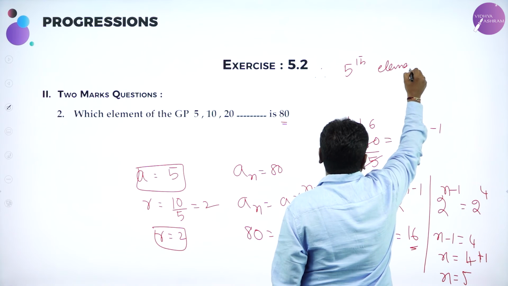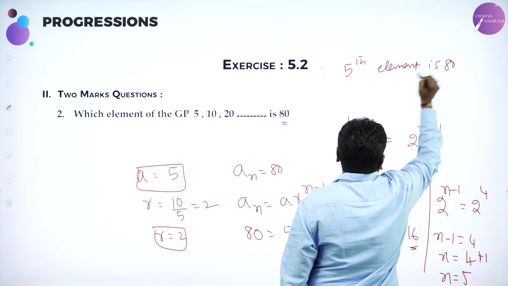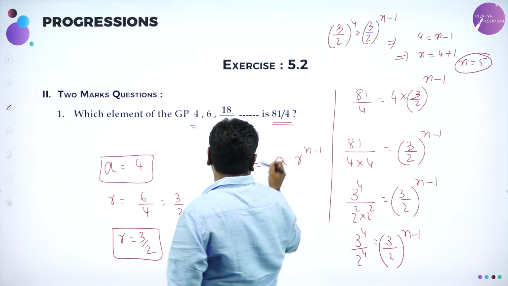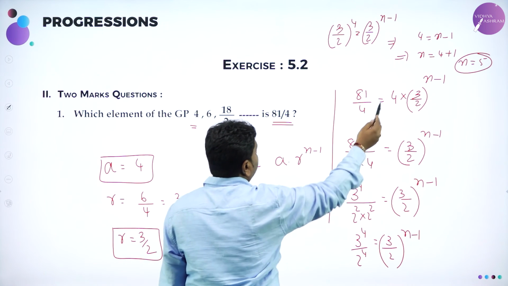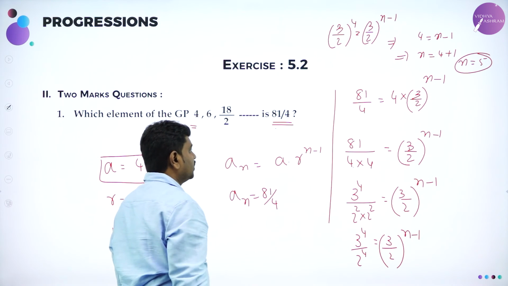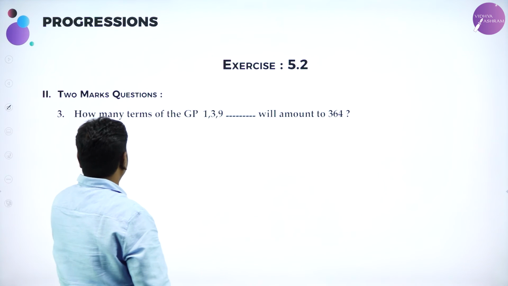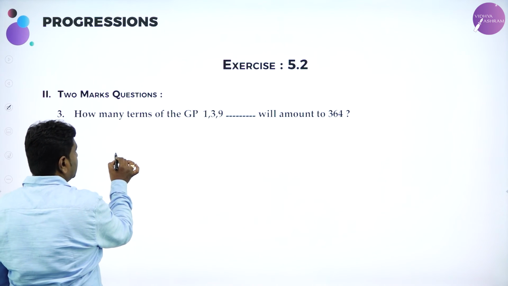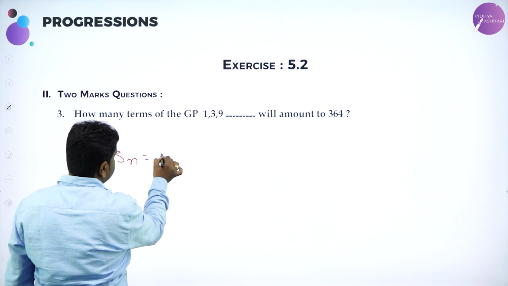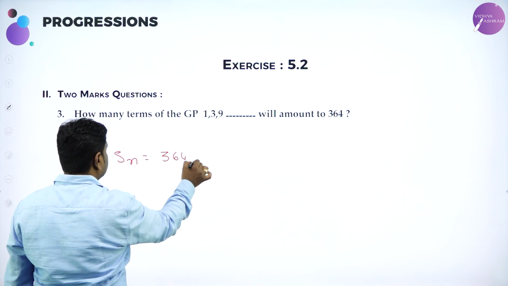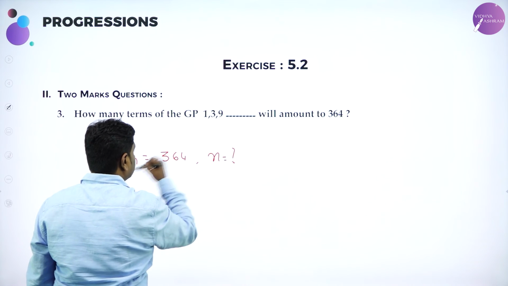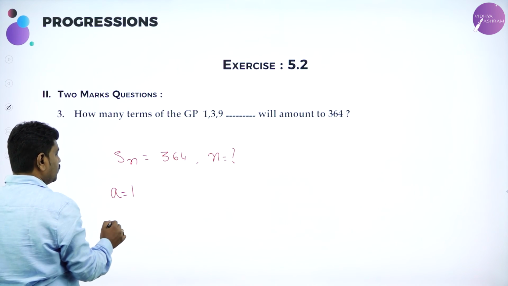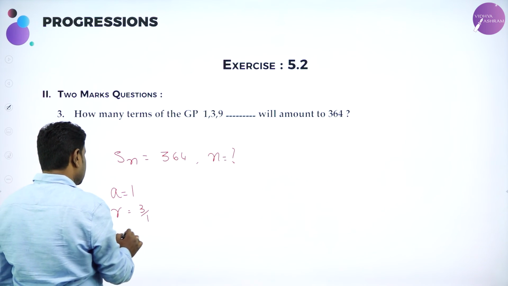Fifth element is 80. So last problem, which element they asked? So there we got fifth. Here this is also fifth element. So now, how many terms of GP will amount to 364? So they give Sn, sum of n terms is 364. Again they want how many terms? n is question mark. And what is A? The first term 1. What is r? 3 by 1, that is 3.